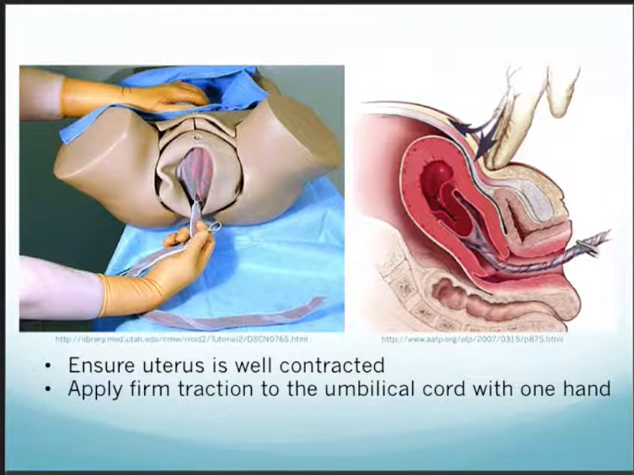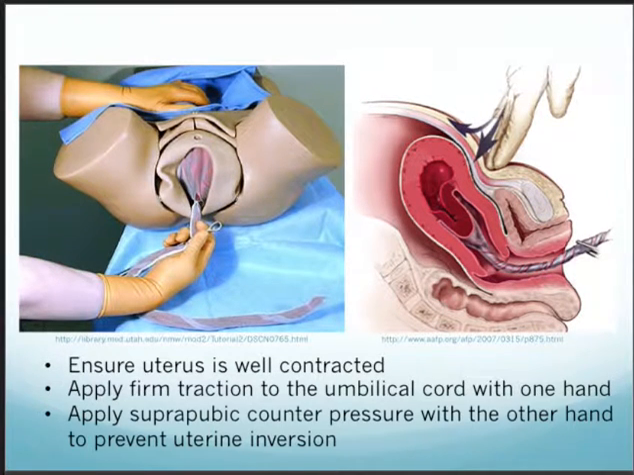Here we see a diagram from another source where they advocate to apply suprapubic counterpressure with one hand to prevent a uterine inversion. So important that the uterus is well contracted. With one hand we gently pull downwards at the level of the umbilical cord, and the other hand we keep to prevent the uterus from descending.